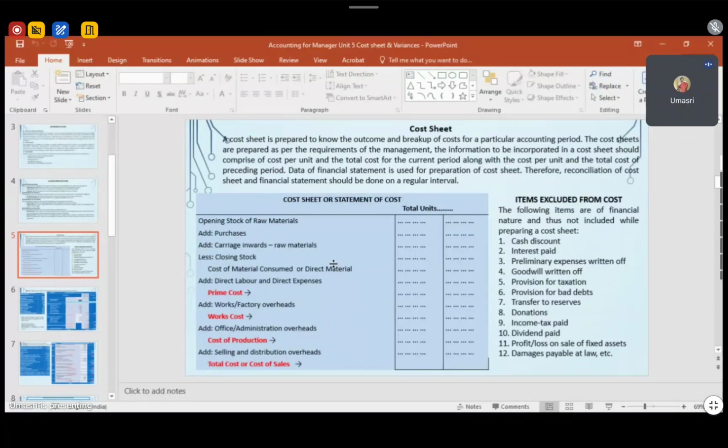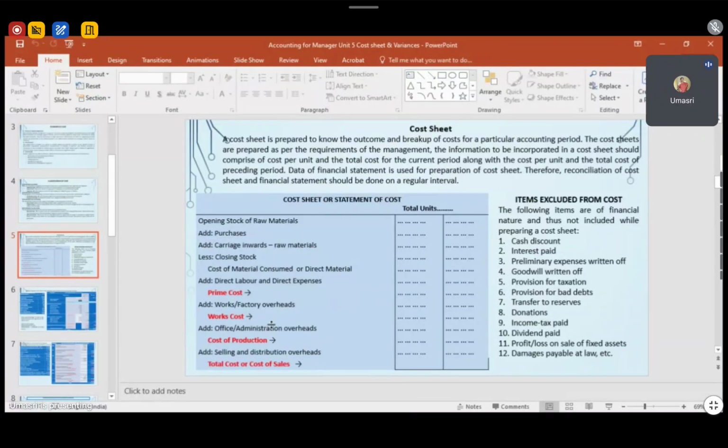In your problem, if direct material is given, take it as is, don't deduct opening stock and so on. Direct material means material consumed for production. Then add direct labor and direct expenditure. If you add all these three, that is called prime cost. Do you understand? Prime cost plus factory overheads is called works cost.